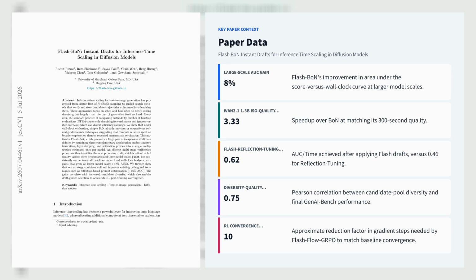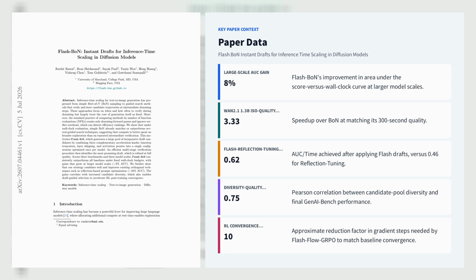Across GenAI Bench, GenEval, and UniGen Bench, using WAN2.1 1.3B, WAN2.1 14B, and Black Forest Labs' Flux.1 dev, FlashBond leads under fixed wall clock budgets, with gains reaching 8% AUC at larger model scales, on WAN2.1 1.3B. The full method achieves a 3.33x ISO quality speedup over Bond, while its combination with reflection tuning raises AUC time from 0.46 to 0.62.